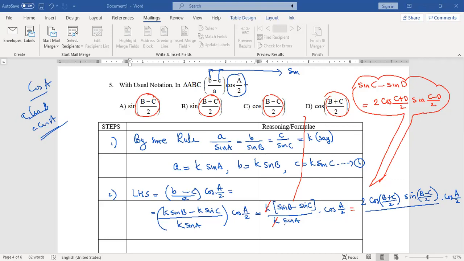Now, what can you do with sine a? And you have a cos a by 2 here. The sine 2 theta formula: you can apply sine 2 theta's formula. 2 sine a by 2 cos a by 2. What did you apply here? Sine 2 theta is 2 sine theta cos theta. So sine a is 2 sine a by 2 cos a by 2. Why did you do this? So that a cancellation is possible.